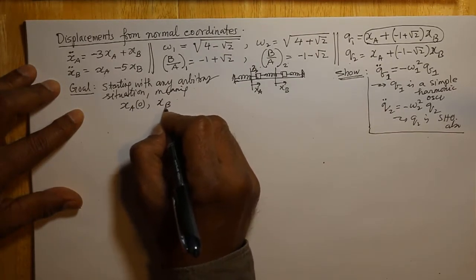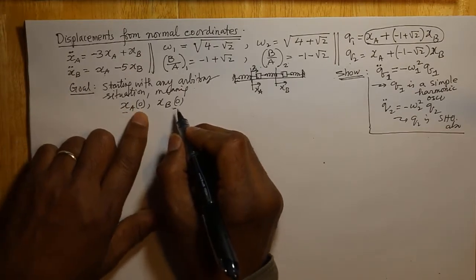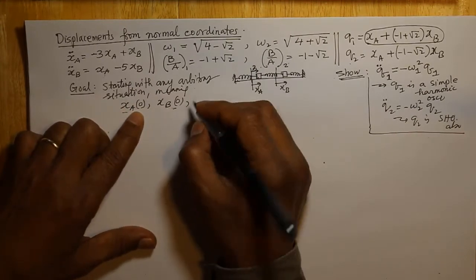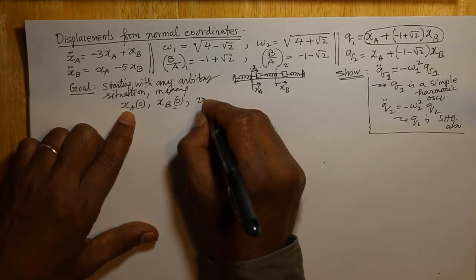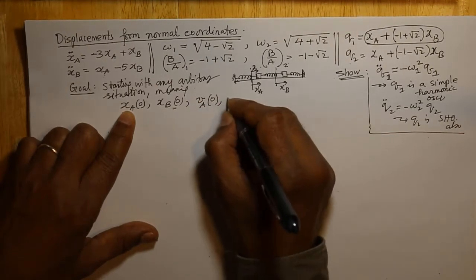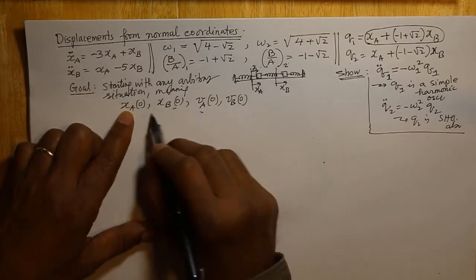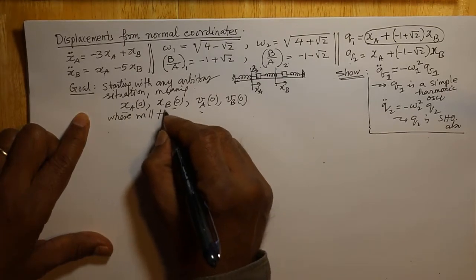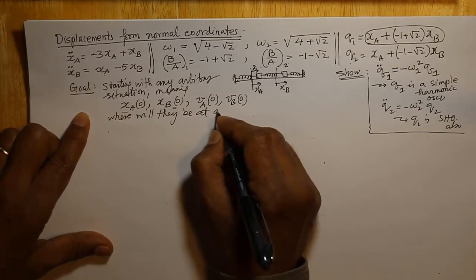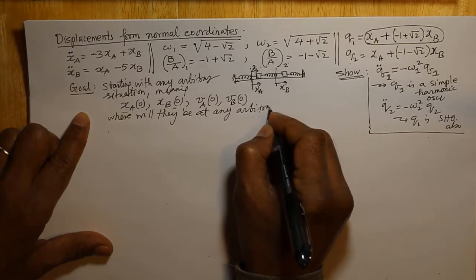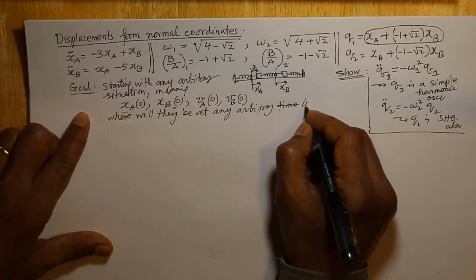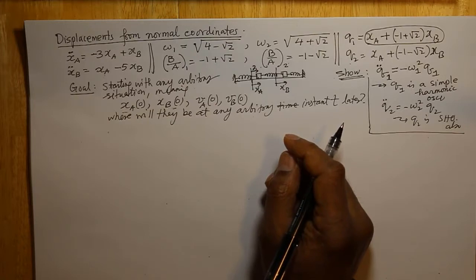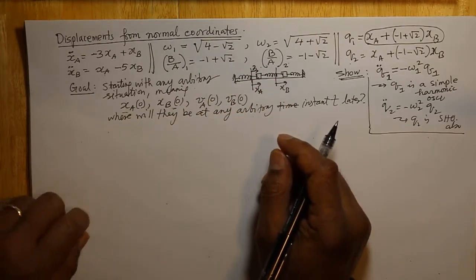XA0, XB0. Those are the positions where they started. And not only position, I could have started with a kick, like kicked A or kicked B, so they could have started with an initial velocity. VA0 and VB0. So these are the initial conditions. Where will they be at any arbitrary instant later? So that's the goal. I should be able to study the dynamics of this completely.